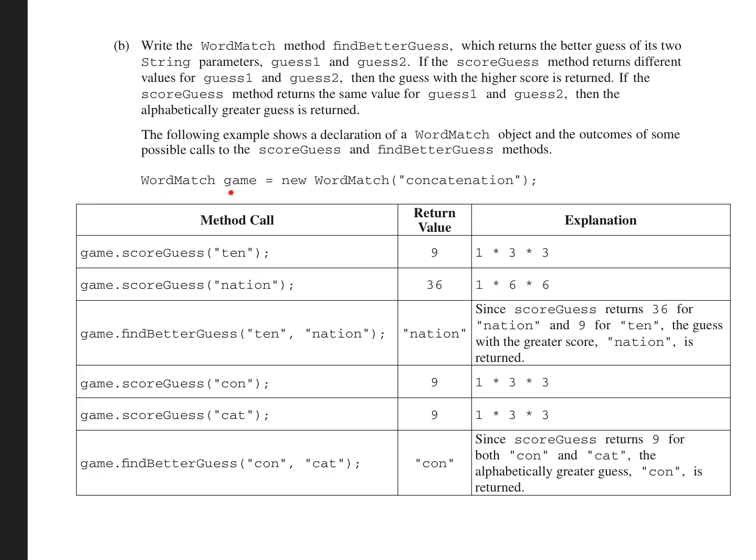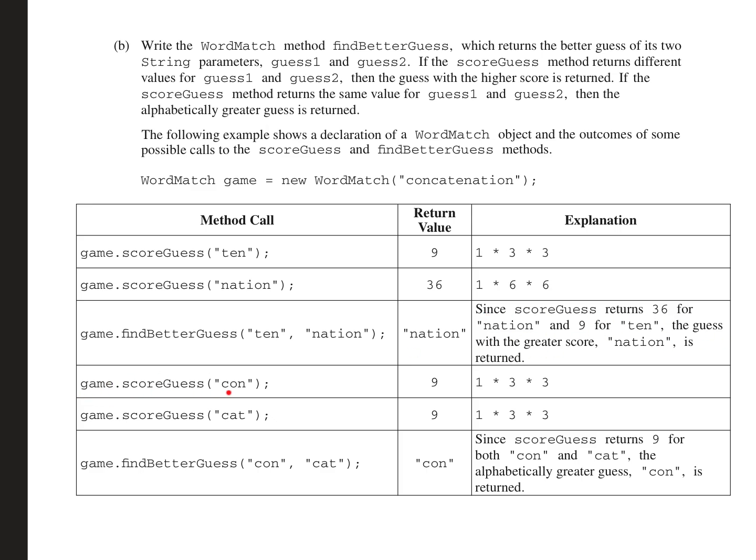So our example here is word game, concentration. So this is your secret word. We're guessing con. It returns 9 because it was in there one time, and the length of con is 3. And if I try nation, nation is in there only one time also, but its length is 6, so it has a higher score, so we return nation. And notice that the score returns 36 for nation and 9 for con.